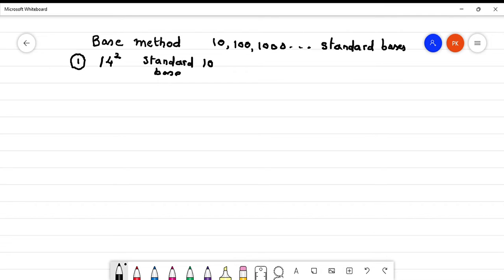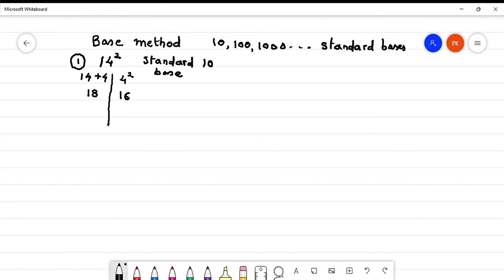Now what are our steps? I'll make a partition here. On the right hand side of the partition, I'll square the units place. 4 square is 16. And on the left hand side of the partition, to the number 14, I'll add the excess over the base, that is 4, which is nothing but the units place. So I'll add here 14 plus 4 is 18.